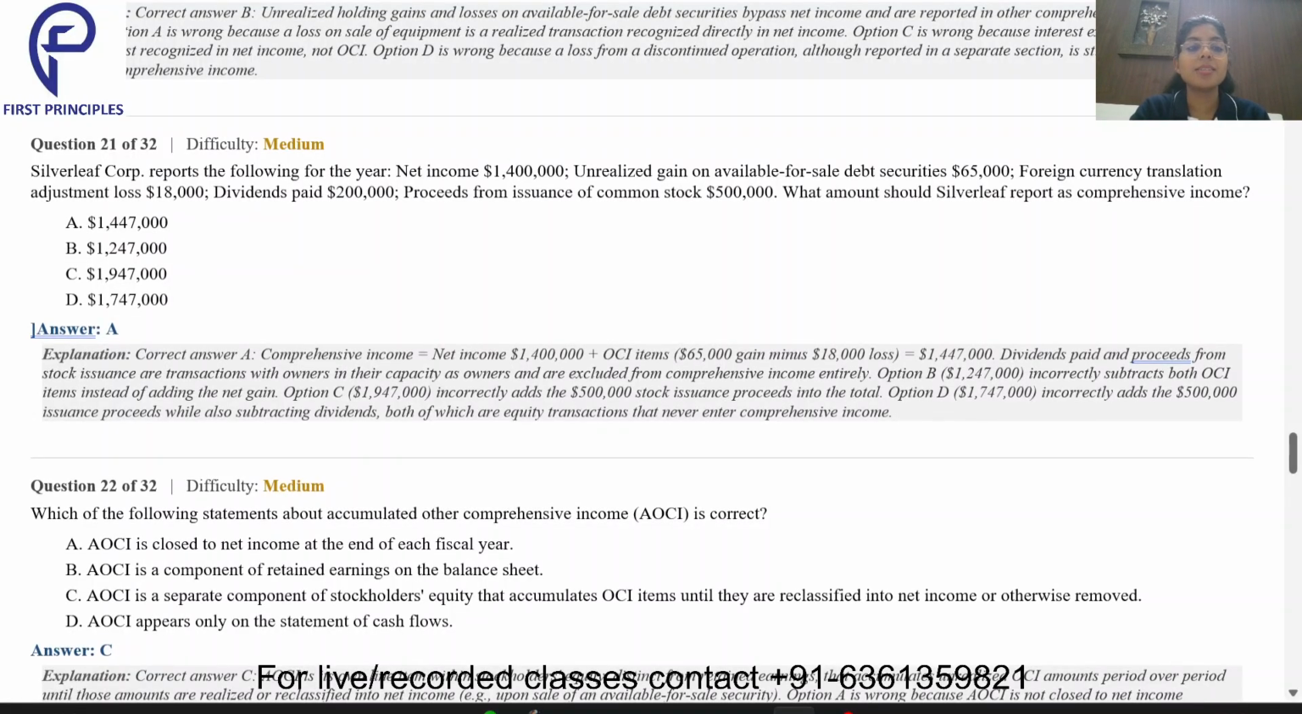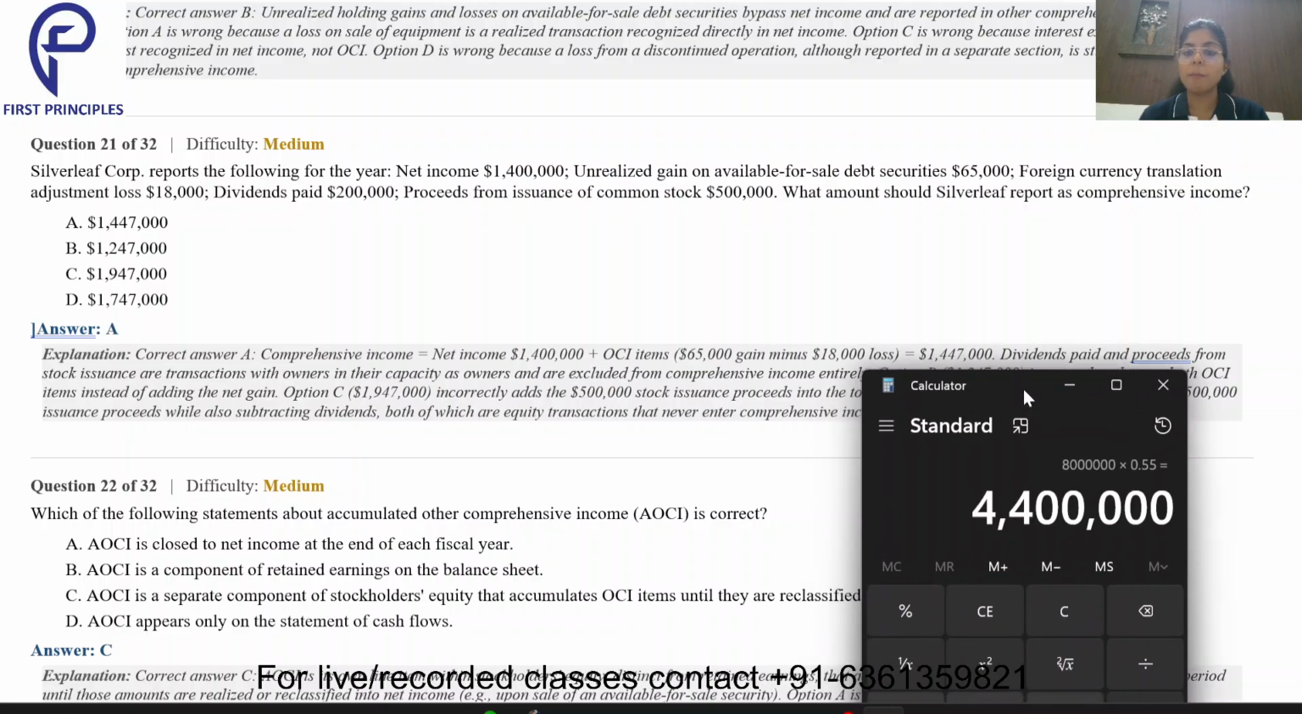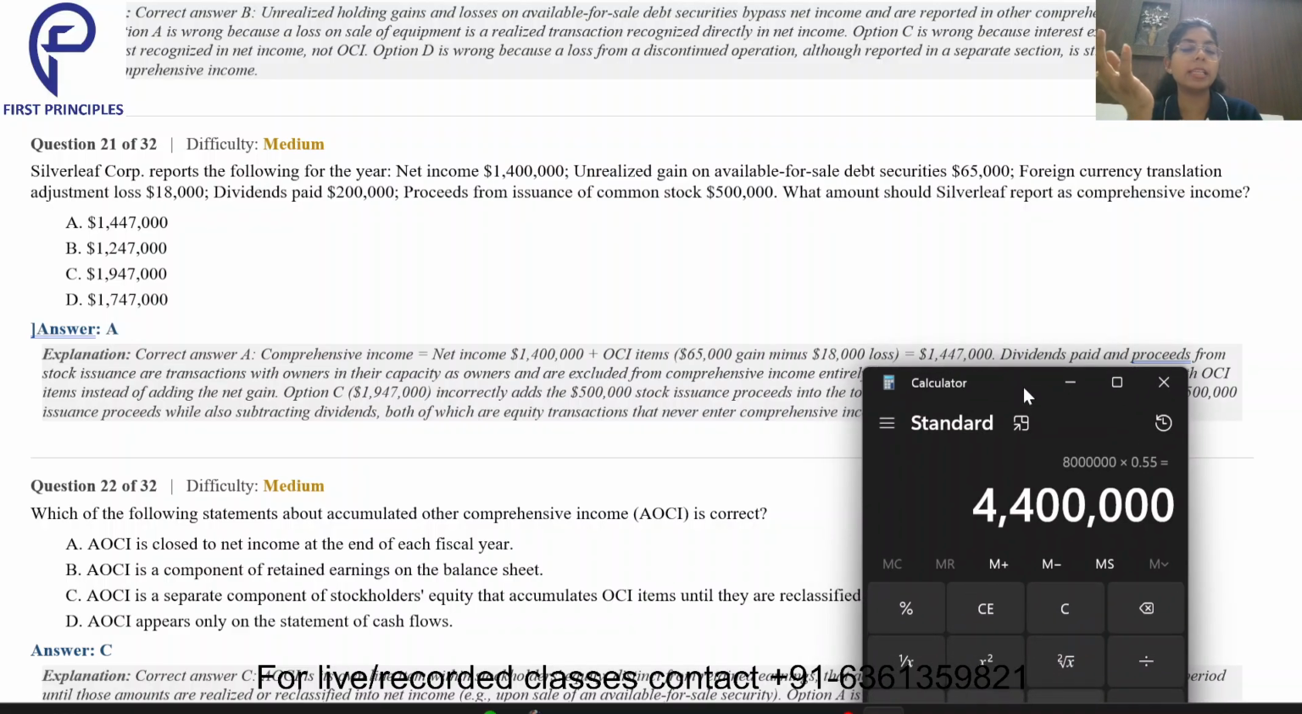Question number 21. Silverleaf Corporation reports the following for the year: net income, unrealized gain on available for sale debt securities, foreign currency translation adjustment loss, dividends paid, and proceeds from issuance of common stock. Now it is asking what Silverleaf should report as its comprehensive income. First of all, what is comprehensive income? Comprehensive income is the sum total of net income and other comprehensive income. Let us do our calculation. What is the net income? Net income is 1.4 million.